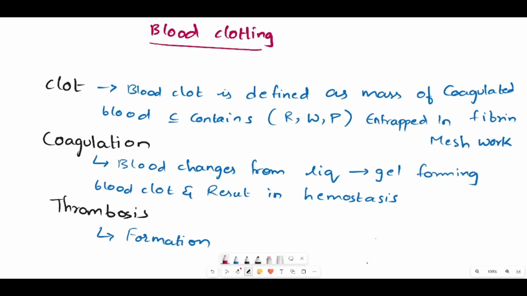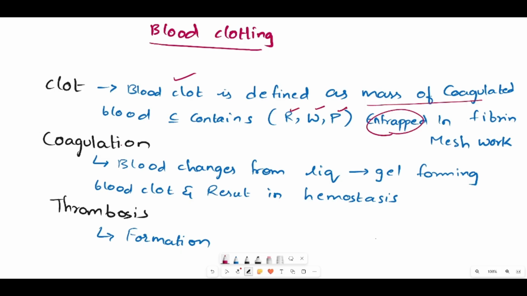Before knowing the details about blood clotting, we have to know some important terms. The first thing is clot. So, what is a clot? Simply, the blood clot is defined as the mass of coagulated blood which contains the RBC, WBC, and platelets, which are all entrapped in the fibrin meshwork. That is called a clot.